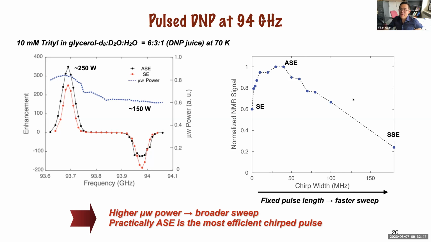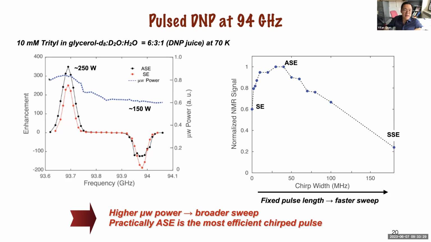So typically there will be an optimum sweep width or sweep rate, which would be around ASE, and this can be even narrower than the EPR line width. And of course, the stronger B1 field you have, the broader you can sweep, covering more spins. So the peak will be moved to the right side, towards the SSE situation. Well, when you don't have power, the peak shifts to the left, and it might even be more efficient not chirping. The extreme case would be CW.